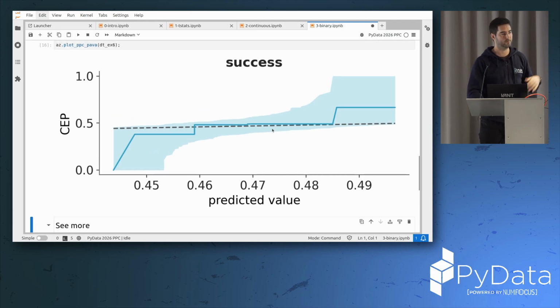That's mostly an artifact of the plot, because this is 0.45 to 0.49, whereas here is from 0 to 1. If we added this axis to be from 0 to 1, it would look like a dot, but if we zoomed in, it would eventually kind of look like a diagonal line too.